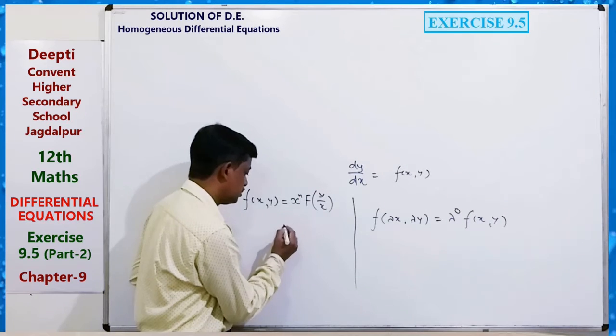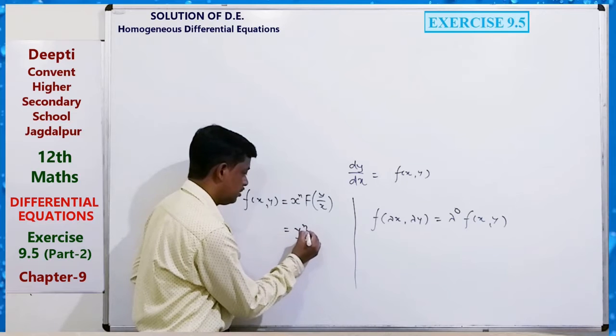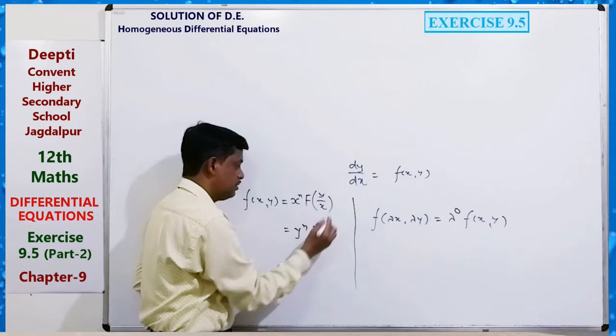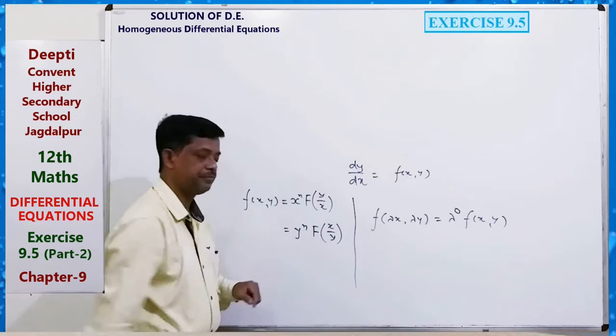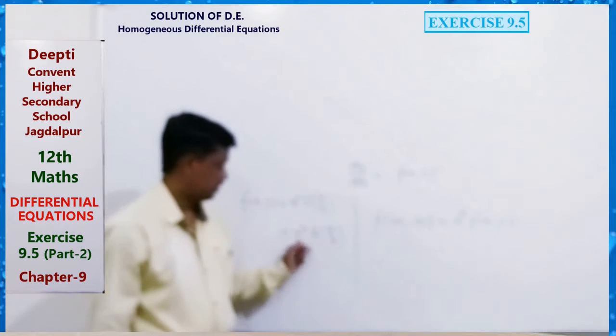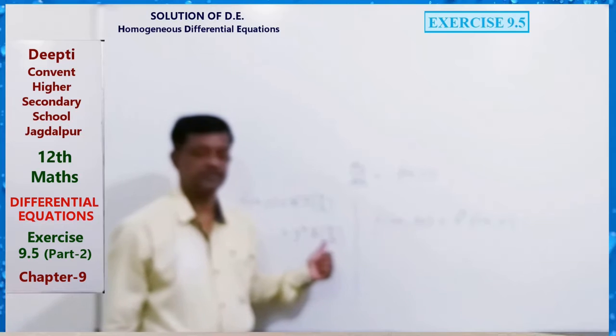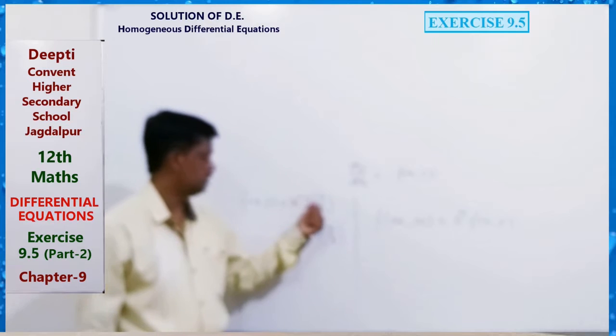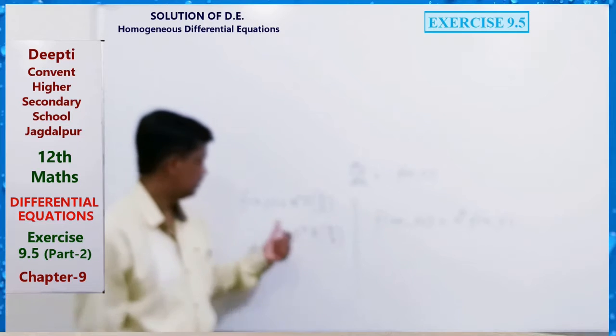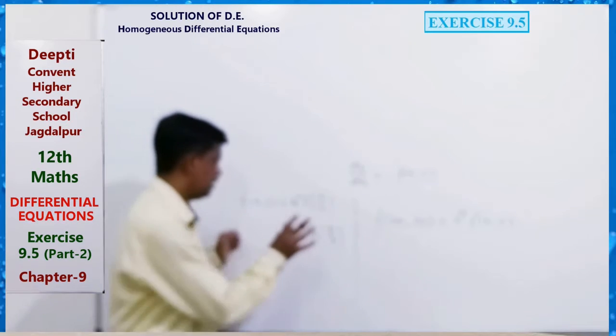And also, if this function can be written as a function of x by y times y to the power n, this is an nth degree homogeneous function in x and y. If this function can be written either in this form or in this form, then we can say that it is a homogeneous function of degree n.